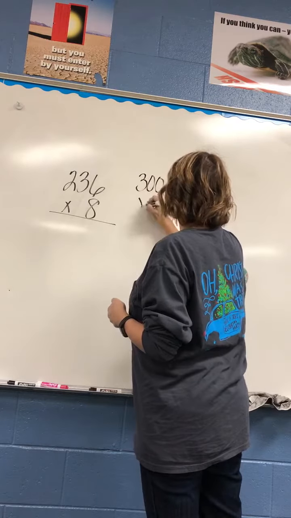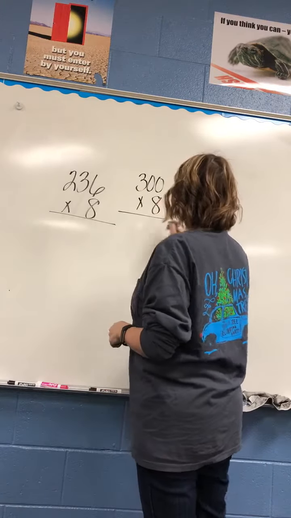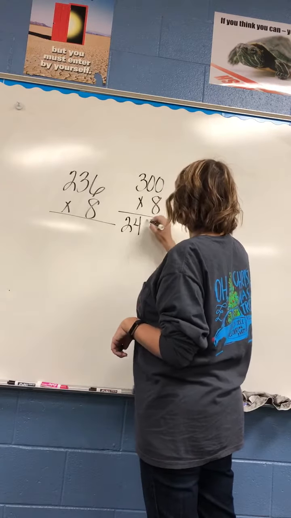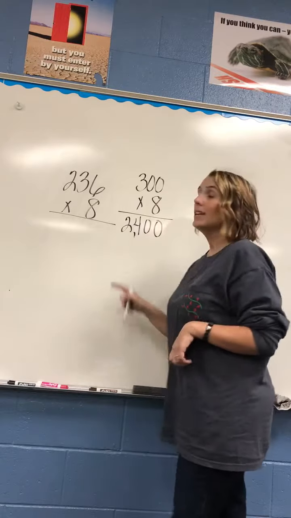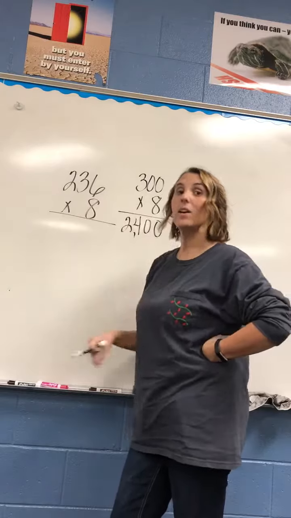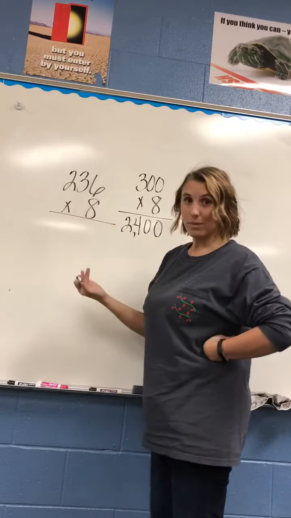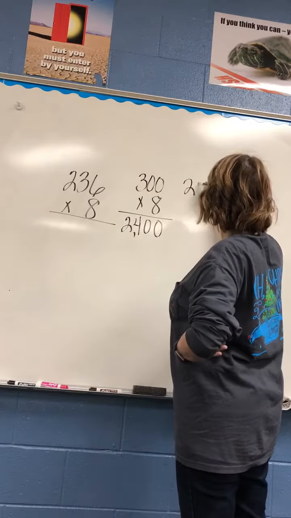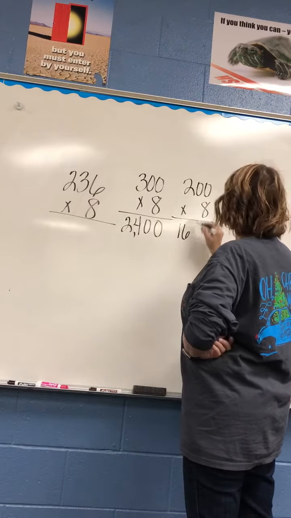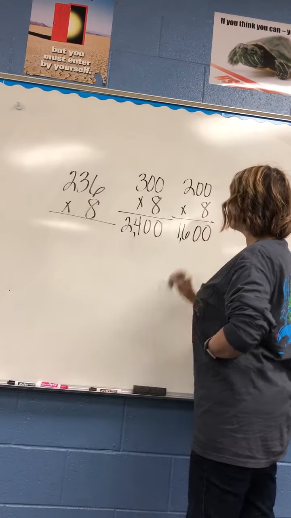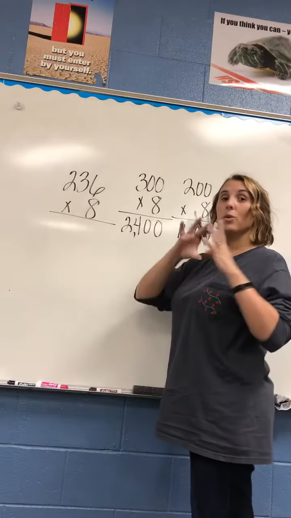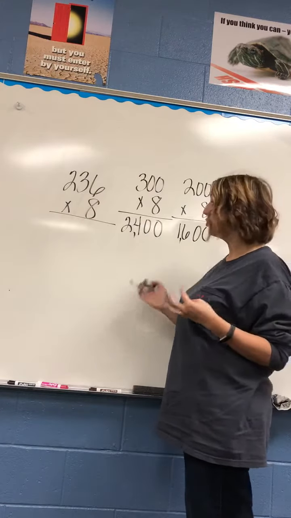So we would have 300 times 8, okay? 3 times 8 is 24 plus 2 zeros, okay? Now it also wants you to say, okay, well, what would 236 be if you rounded down? So we did that before, right? That would be 200 times 8, 2 times 8, 16 plus 2 zeros, 1,600, okay?